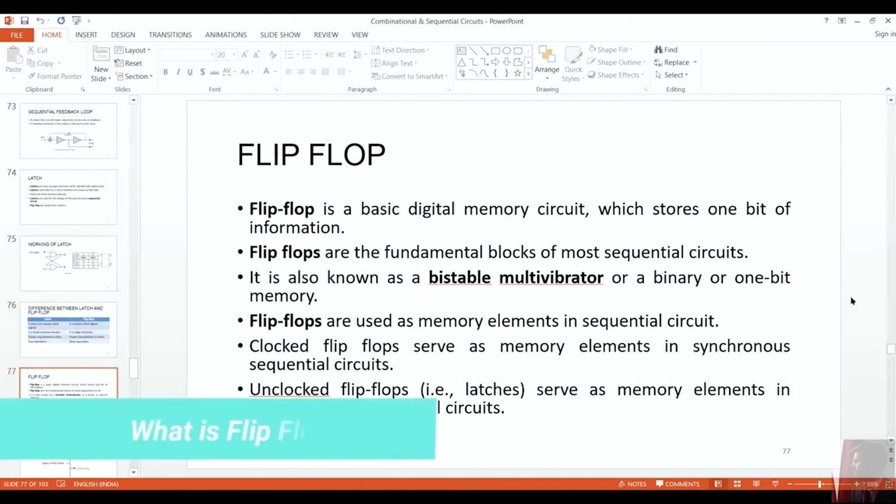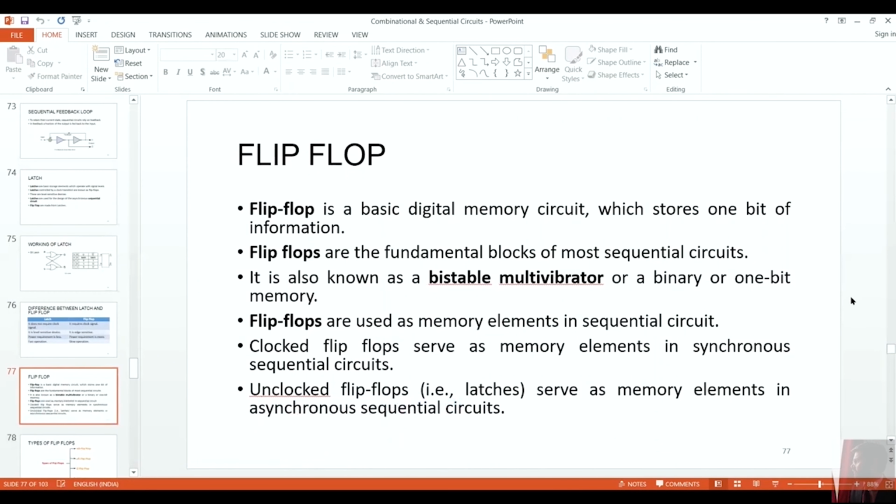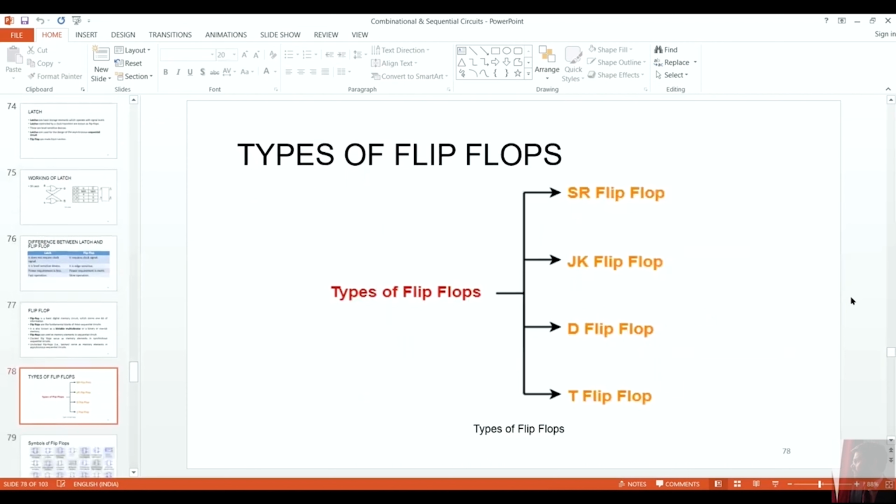In some books you can see the flip flop is also written as multivibrator, bistable, because it has two states. It is not a single state, it's two states, Q and Q bar, because it can be 0, it can be 1 also. These are the fundamental blocks, but they are clocked also, and when they are clocked they are synchronous. When they are not clocked, it is a latch. Both act as memory elements.